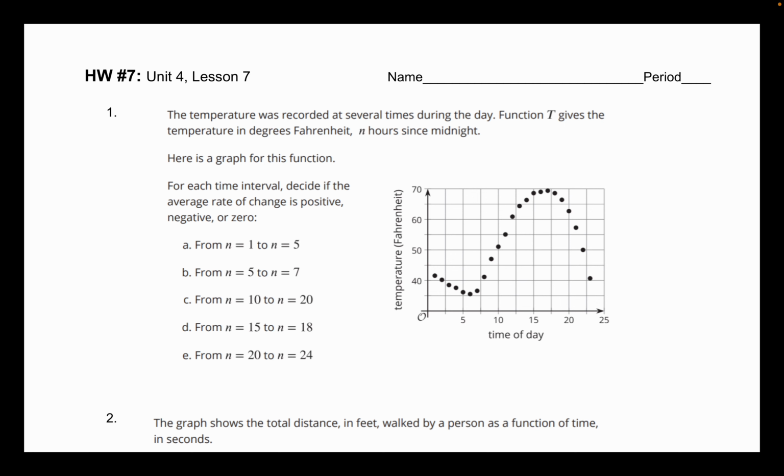So the first thing we're looking at here is question 1, and this is a graph, and we're going to actually decide some things about the different intervals on this graph. It says the temperature was recorded at several times during the day. Function T gives the temperature in degrees Fahrenheit, n hours since midnight. Here's the graph of the function. For each time interval, decide if the average rate of change is positive, negative, or zero.